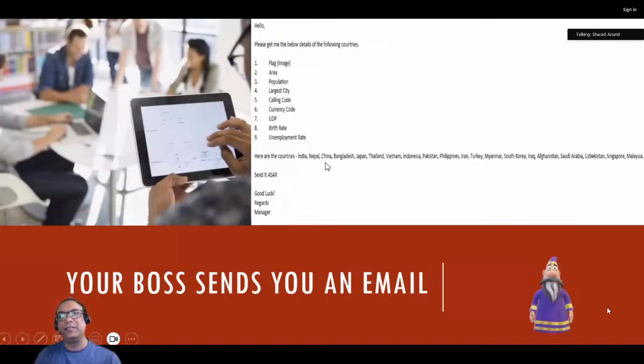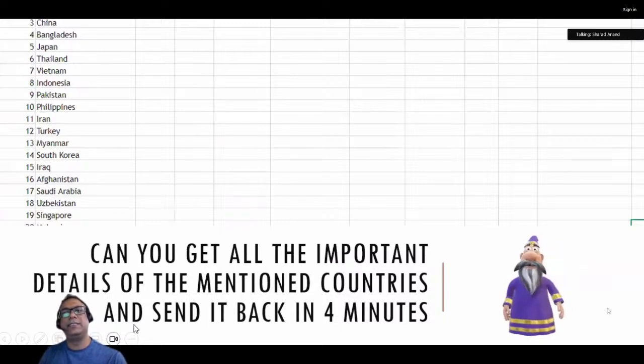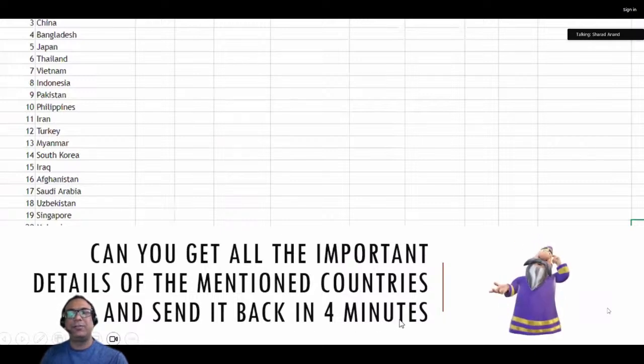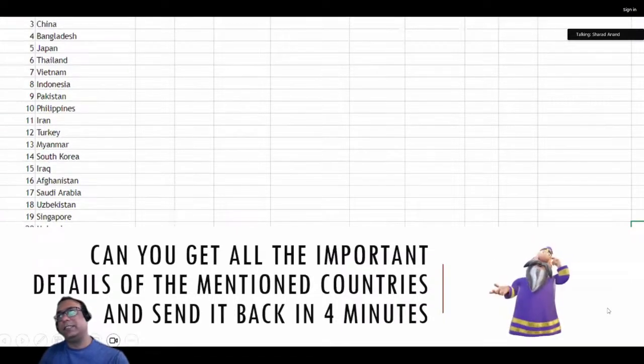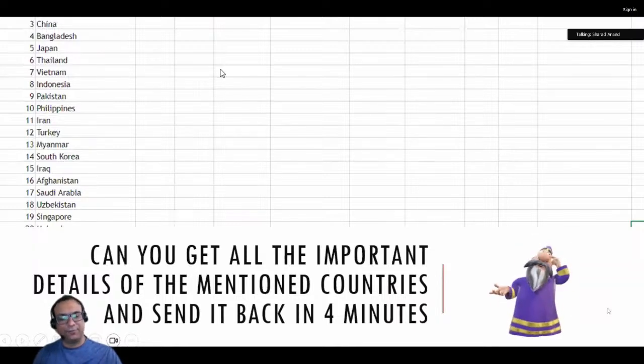Here is the list of countries. India, Nepal, and this list can be huge. Over here, we got several countries. Can you get all the important details of the mentioned countries and send it back in 4 minutes? Now it looks like your boss is running some kind of a timer, but we want to find out the area, image, population, largest city, calling code, all this information for all these countries. And I'm scratching my head how I'm going to do that in less than 4 minutes.